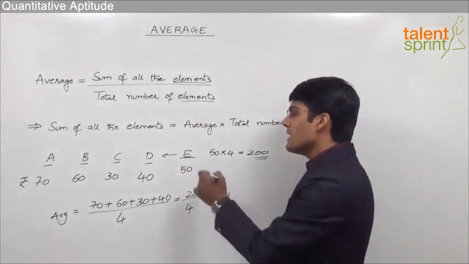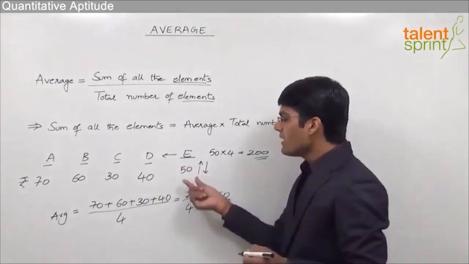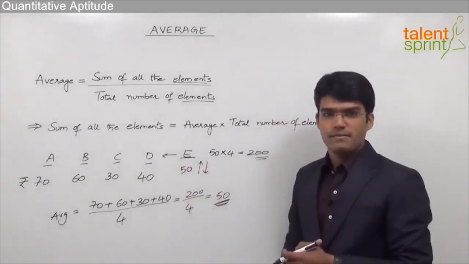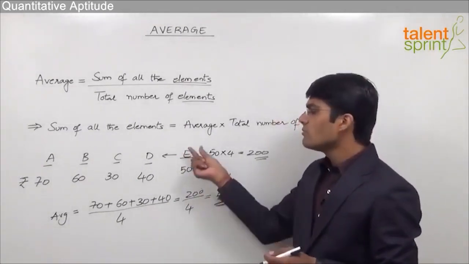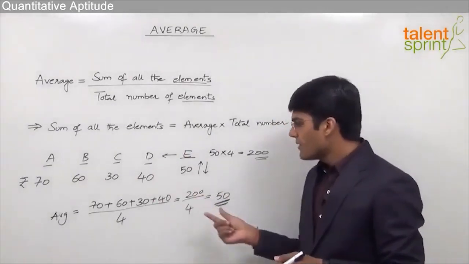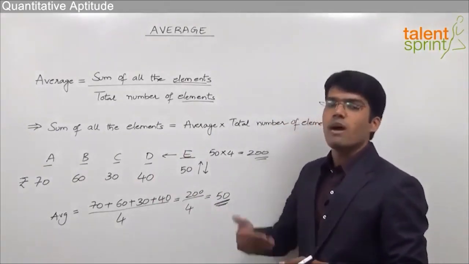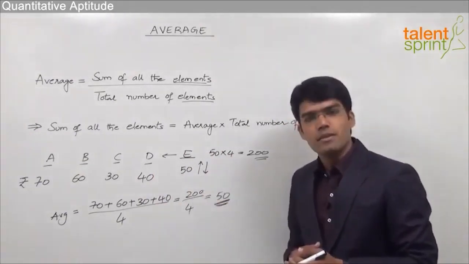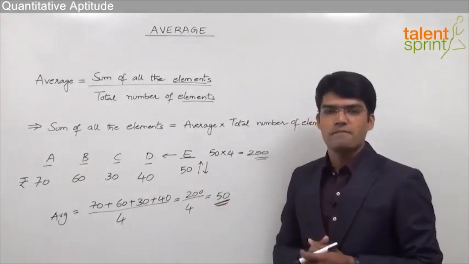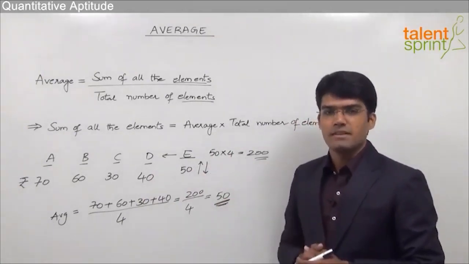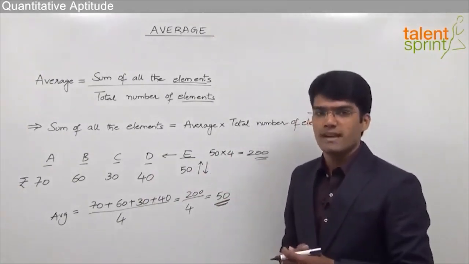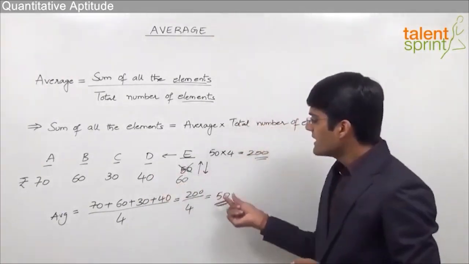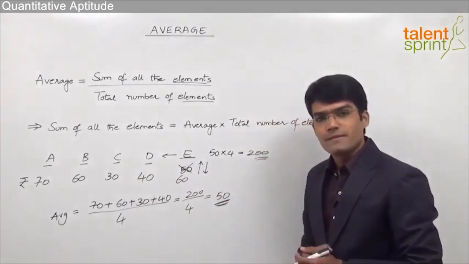Remember, the average may increase or decrease depending on whether E has got more than 50 rupees or less than 50 rupees. For example, if E has got more than 50 rupees and the average of 4 persons is 50, then the new average will be more than 50. And similarly, if E has got less than 50 rupees, then the overall average of all these 5 persons together will be less than 50. Let us take an example to understand that. Let's say E has got 60 rupees. That is more than the average value of the 4 persons.